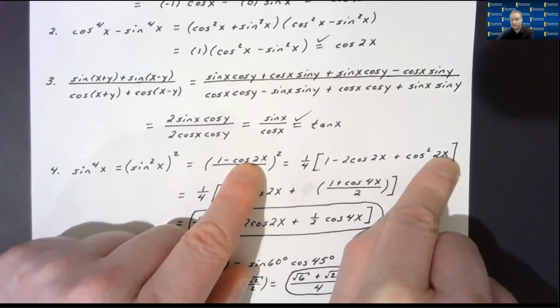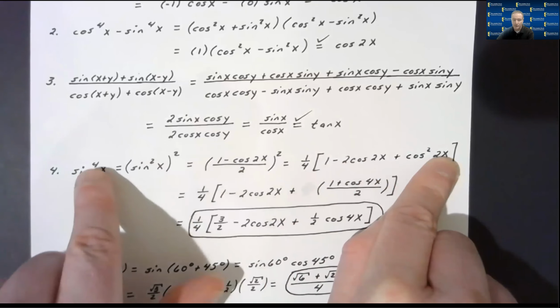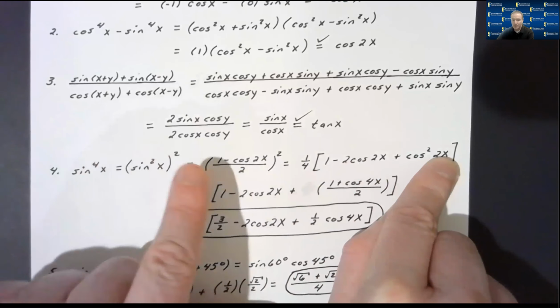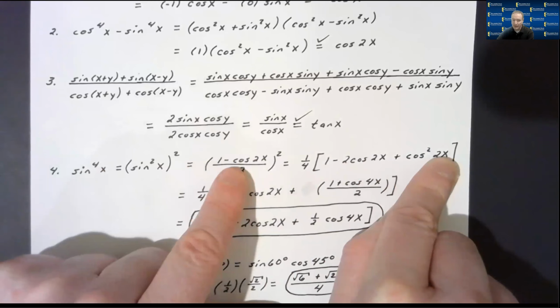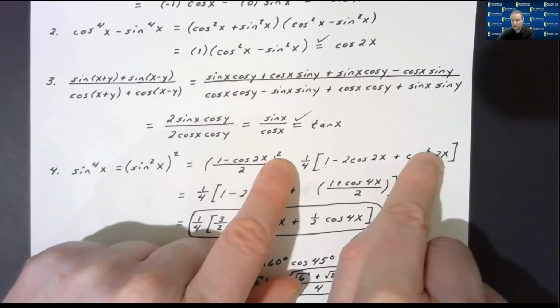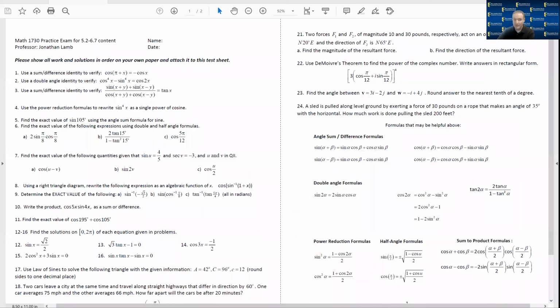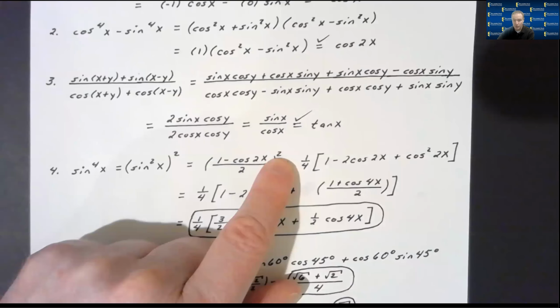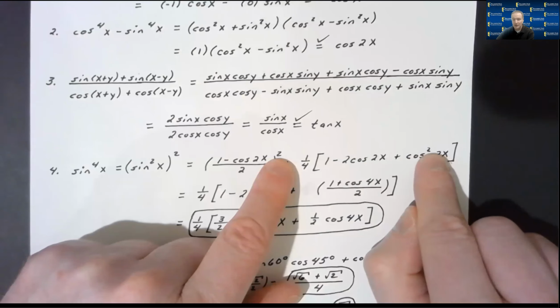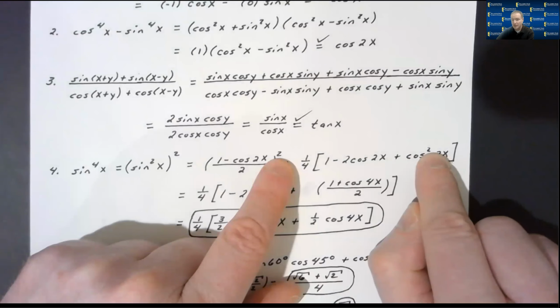So now I can say, well, all right, you reduced it down from the 4th power into this expression, but now after you squared that out, we still have a 2nd power of cosine. But the problem explicitly says to reduce it down to a single power of cosine. So you say, okay, you're not done. How do you do it now? You use the power reduction formula for your cosine.